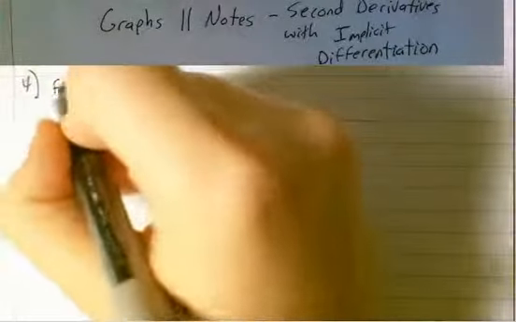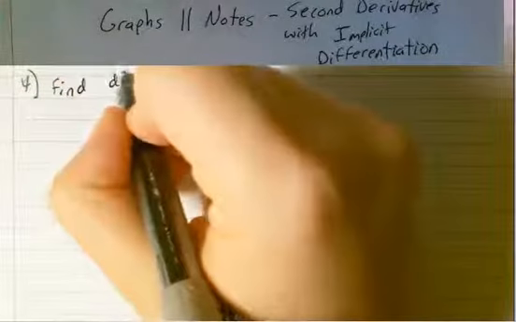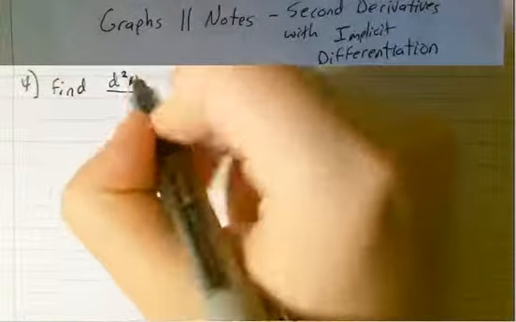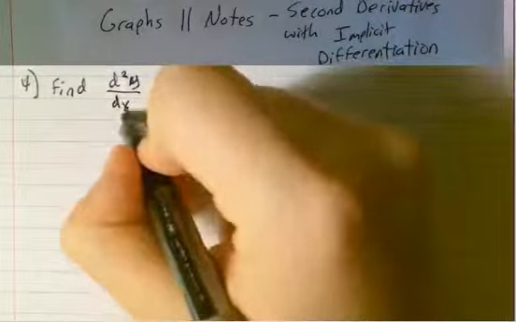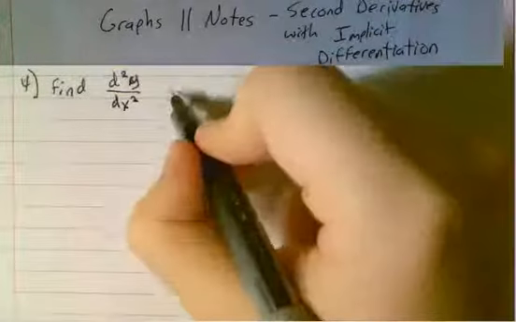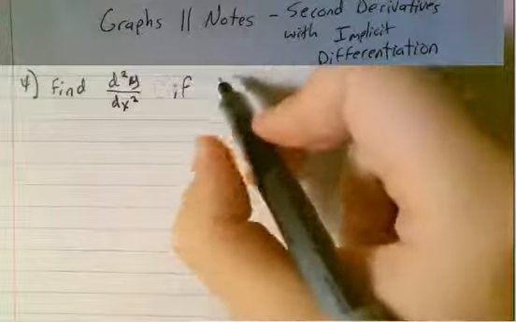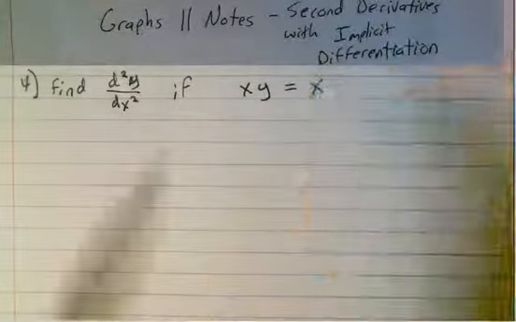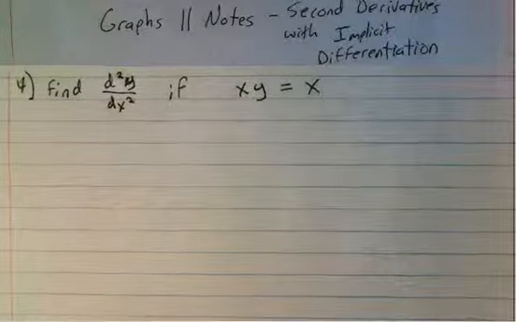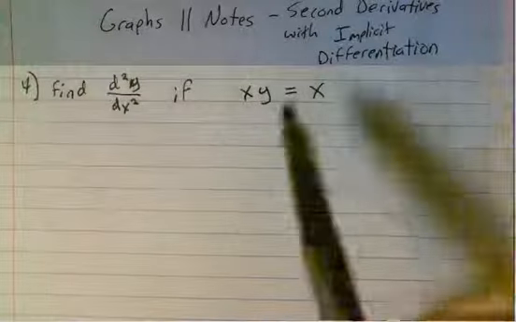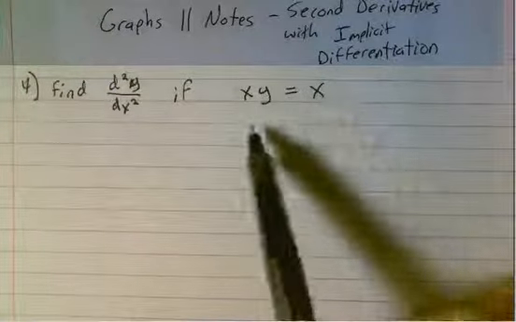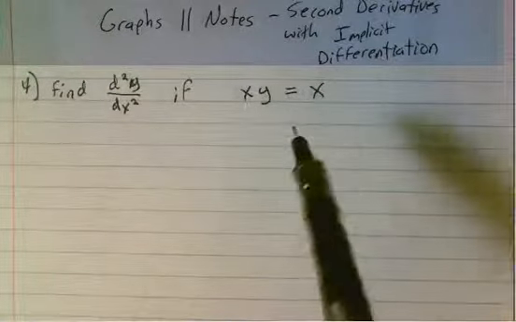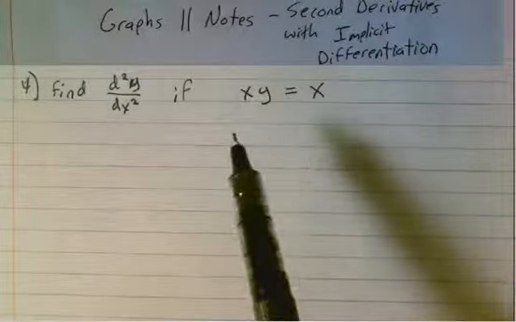So let's find the second derivative of y with respect to x, that's d2y dx squared, if xy equals x. Now remember, with implicit differentiation, this is something where we don't have y isolated. We could actually isolate y pretty easily with this, but we're not going to for purposes of demonstration.